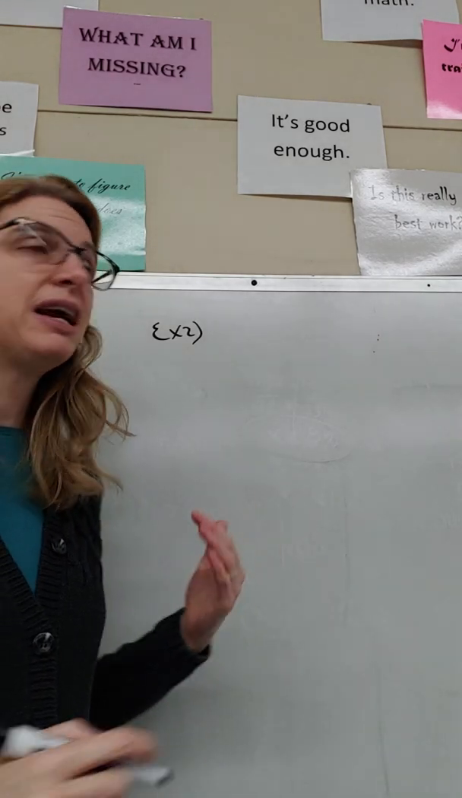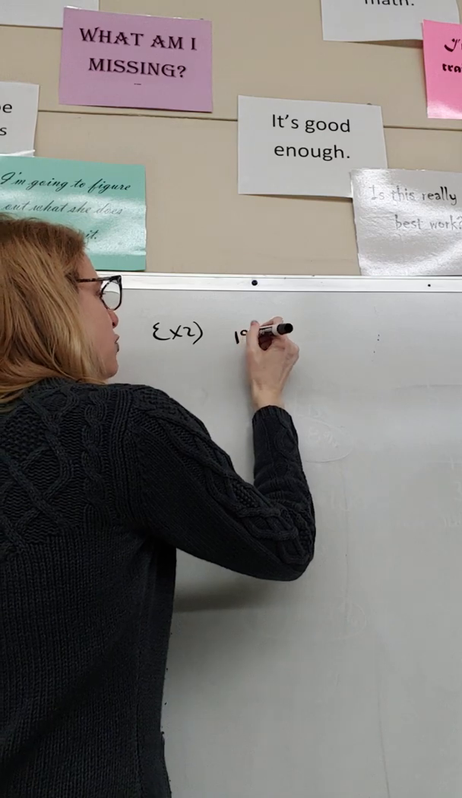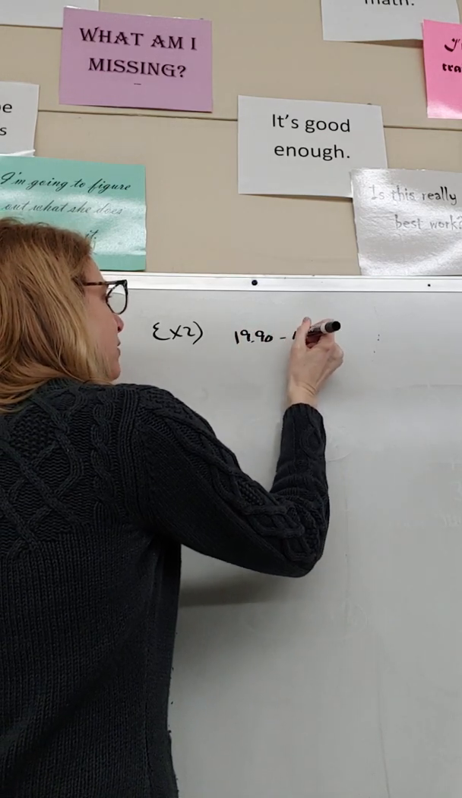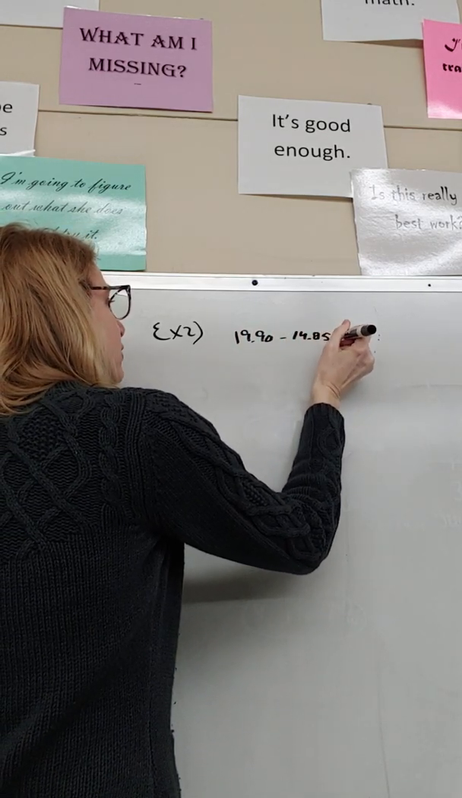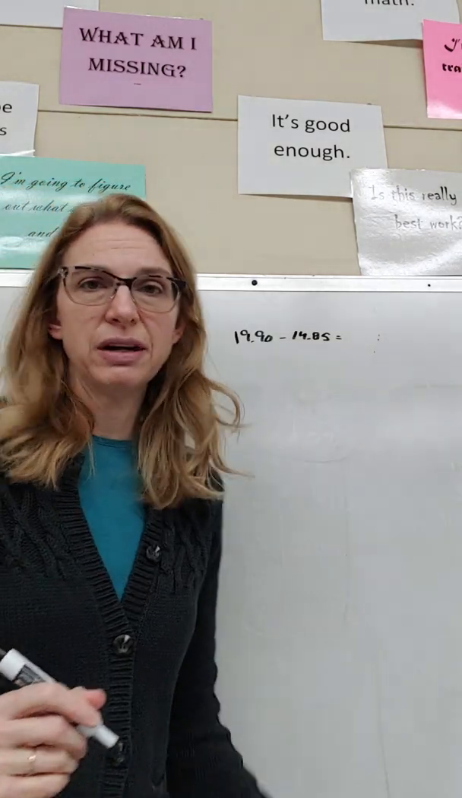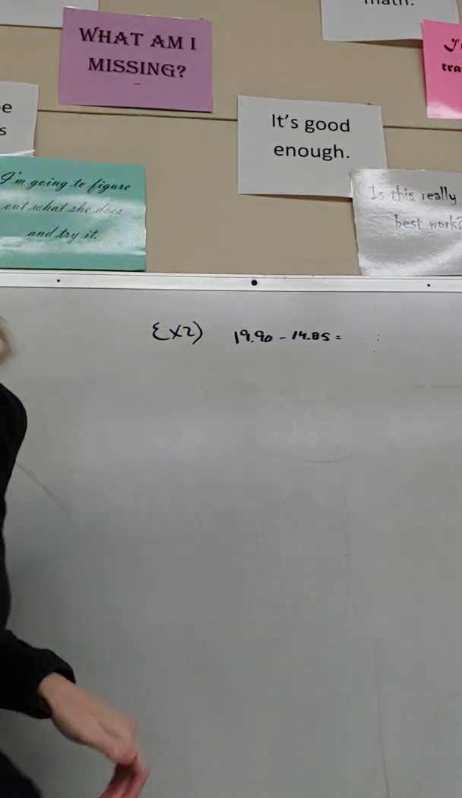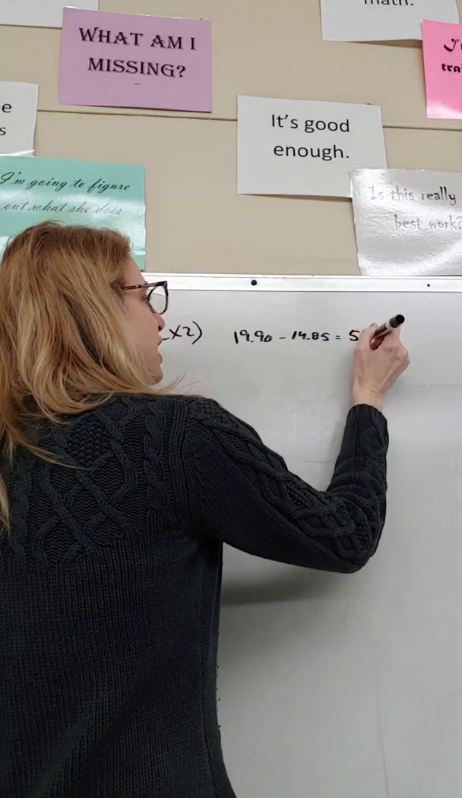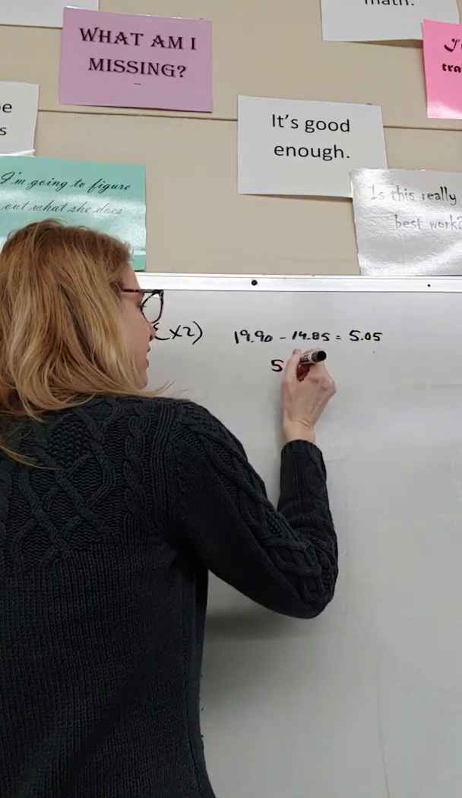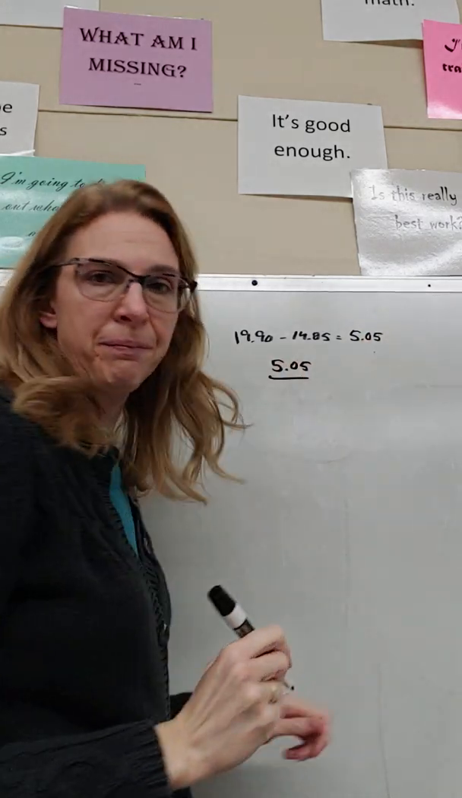Okay, so the first thing we have to do is find that amount of change. Remember what I said, keep it positive. So just subtract whatever's larger minus whatever's smaller, okay? So the markup, well, the amount of change would be $5.05. So that's what goes on top, okay?